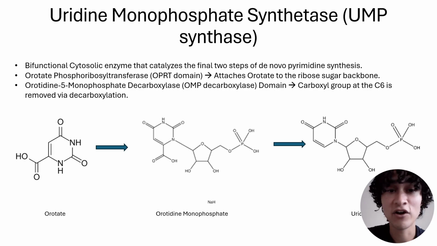Now, this bifunctional cytosolic enzyme is called uridine monophosphate synthase, and eventually orotate becomes uridine monophosphate. So it's actually fixed onto phosphoribosyl pyrophosphate by your orotate phosphoribosyltransferase domain, and then you have your orotidine 5-monophosphate decarboxylase domain, which is where that carboxyl group at C6 is removed via that kind of spontaneous decarboxylation.